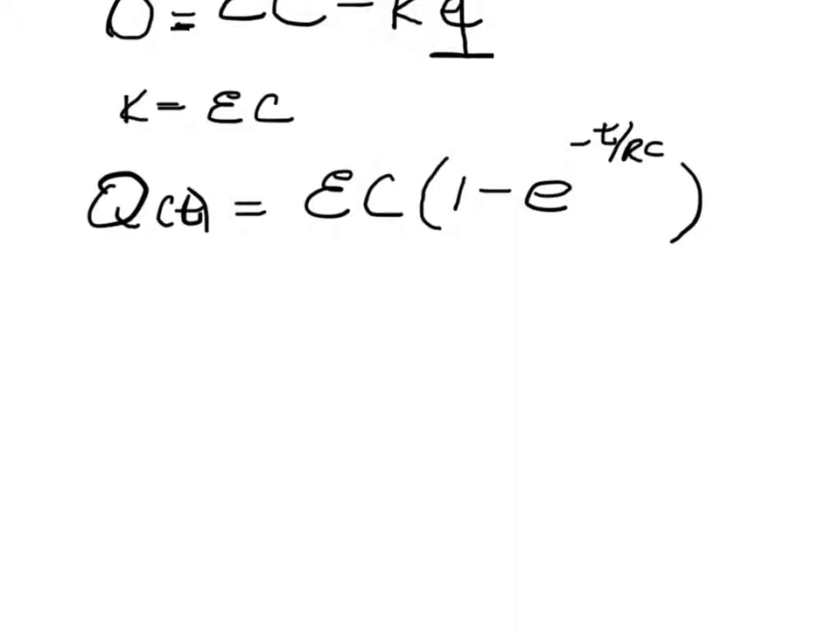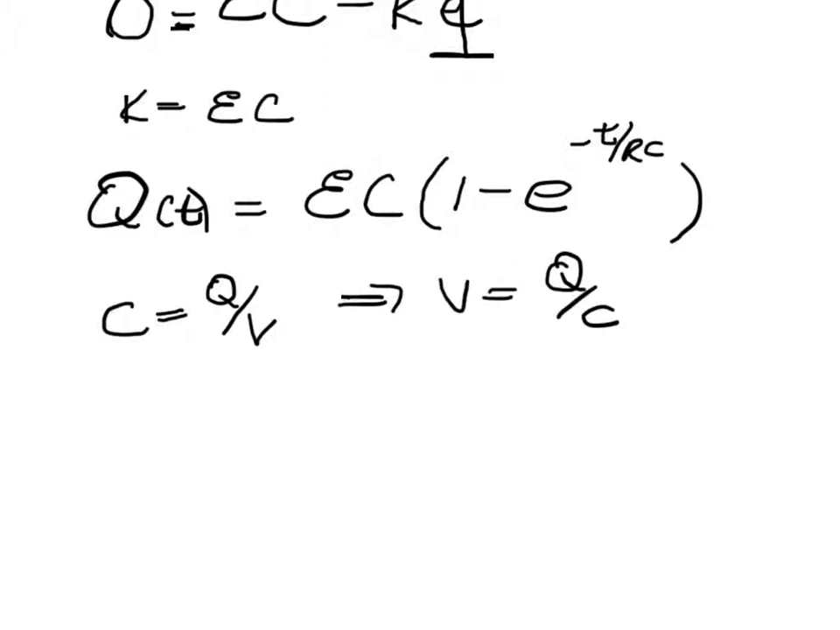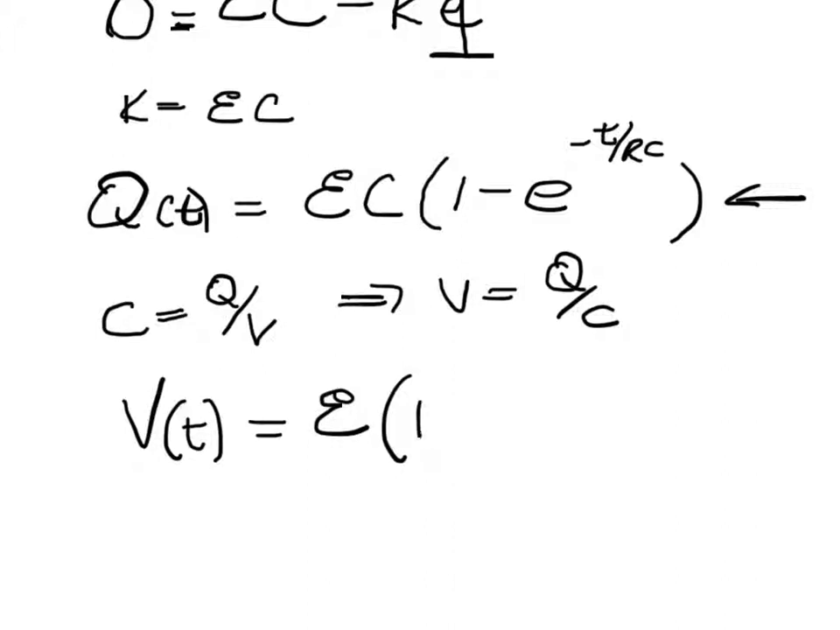And we originally were asking not what's the charge on the capacitor, but what's the voltage across the capacitor. How do we find the capacitor voltage? I always just have to write down the definition of capacitance. C equals Q over V. So the voltage is equal to the charge divided by the capacitance. So if I just take this charge function and divide by capacitance, I should have the voltage function. Well, that's easy. I can just divide by the capacitance right there. 1 minus e to the negative t over RC.